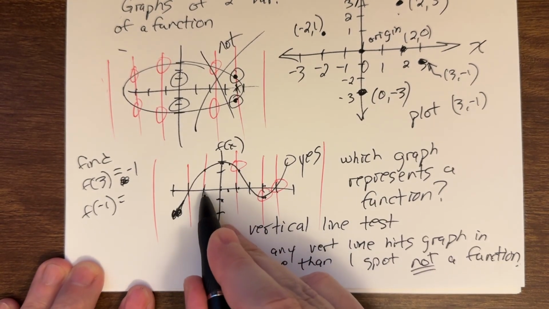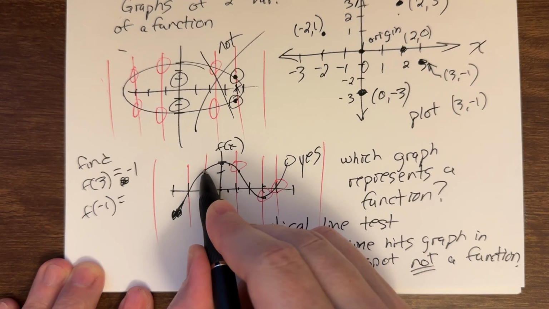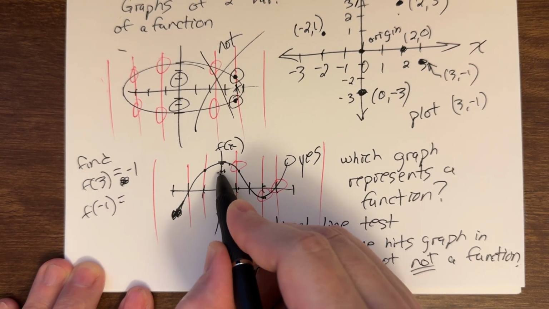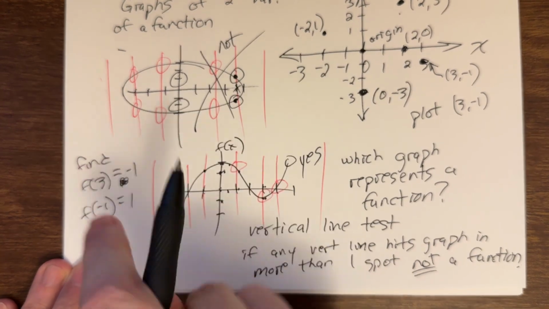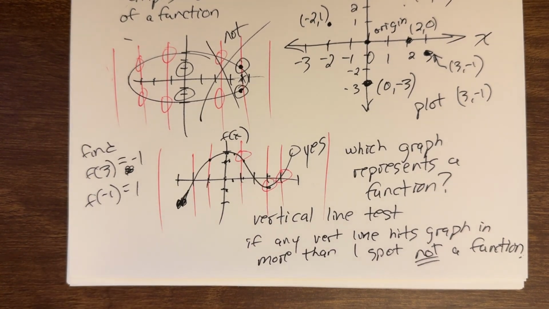What is f of -1? Well, now that is x is -1. That is the point on the graph. Very roughly here, we'll say that line's up here. That is 1 point above the origin. So f of -1 is +1. We'll do more with that in just a moment.